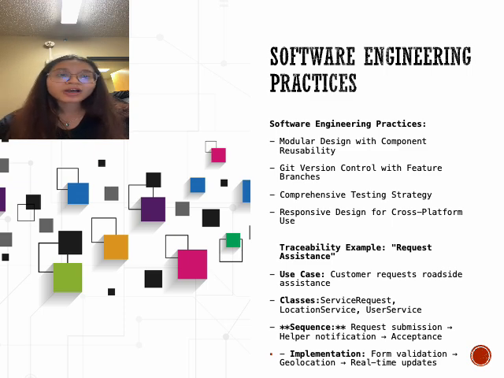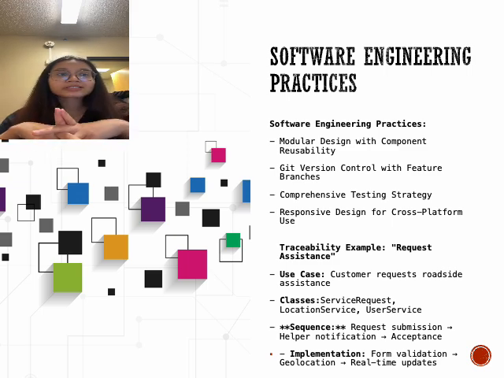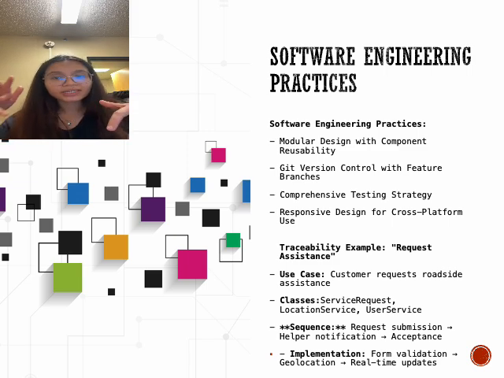We would also like to give our traceability example, requesting assistance. First, the use case would be a customer requests roadside assistance, and the classes we'll be using are service request, location service, and user service. The sequence it will go in is first the request is submitted, and then the helper will get the notification and then accept it. And the implementation goes from validation to geolocation to real-time updates.